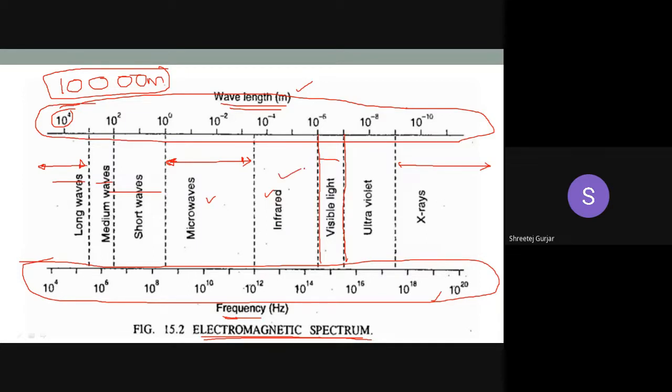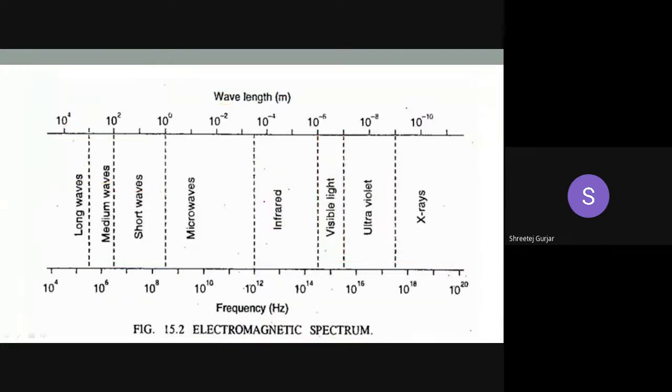Similarly, we have infrared, visible light, violet, ultraviolet, UV light, and then we have X-rays. So this is showing you the electromagnetic spectrum. All these things are just a revision because you have studied this in your previous semester. I hope up till here is clear, because in the next topic we shall start with distance measurement.